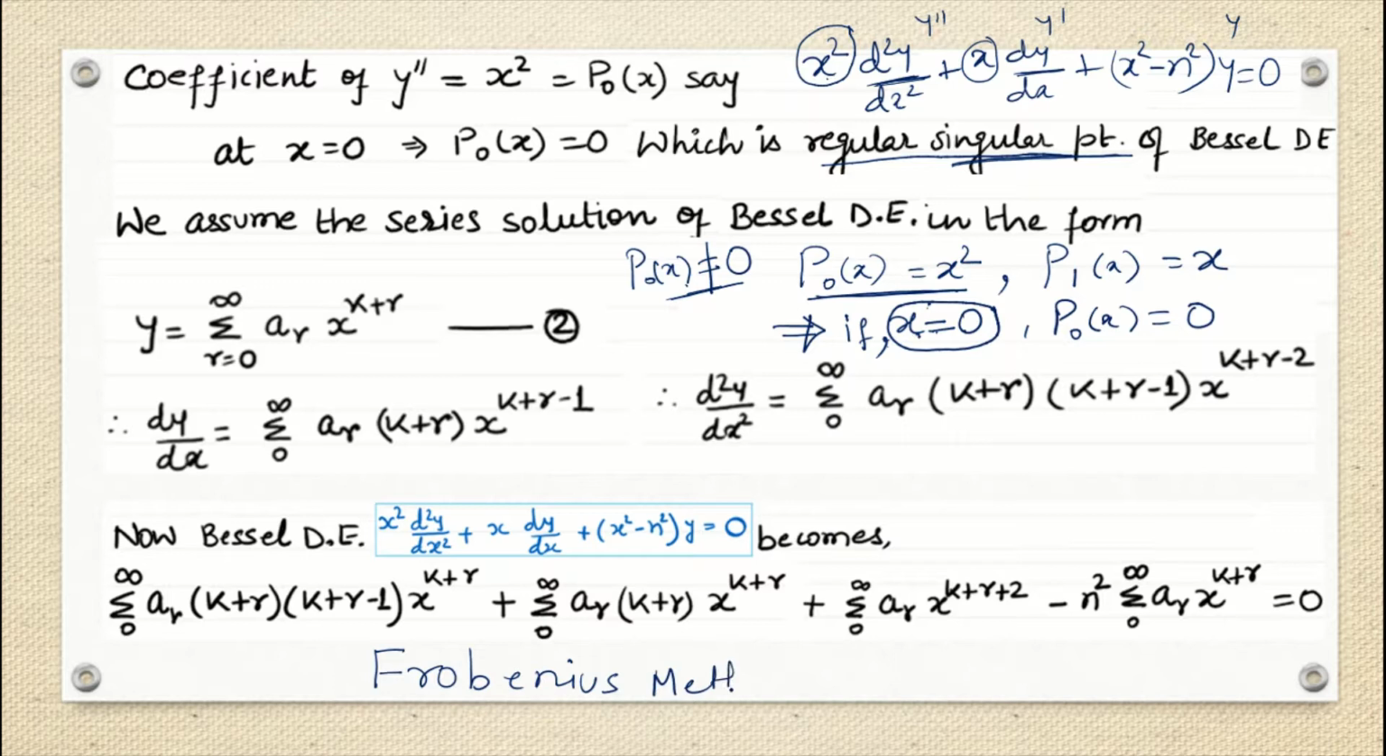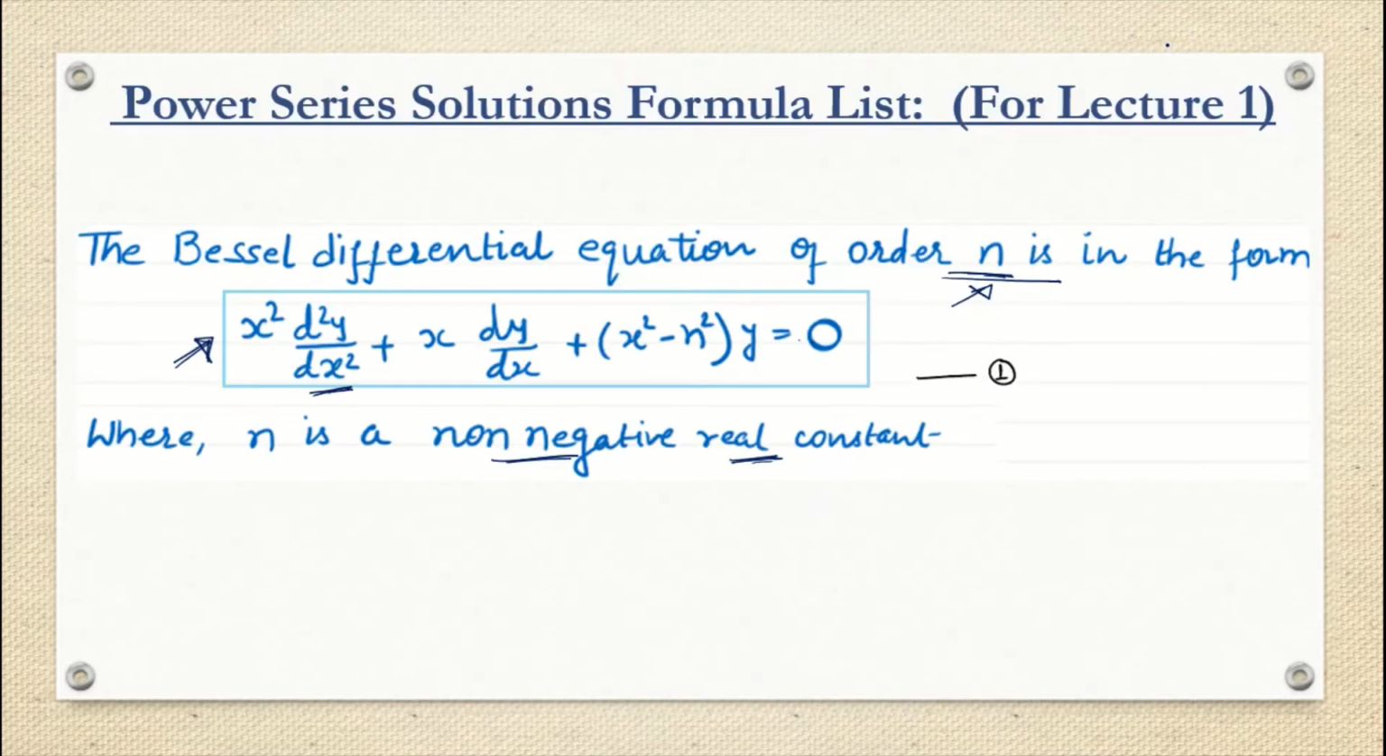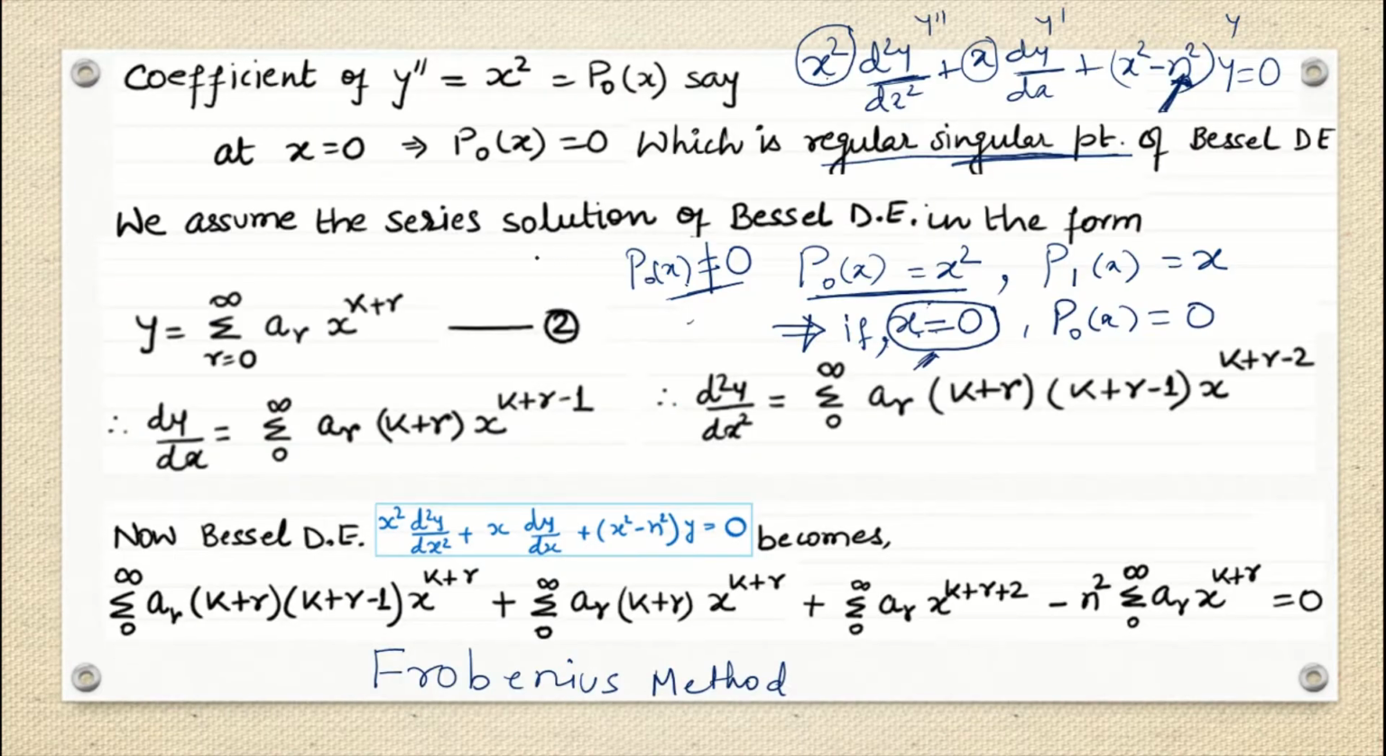And what is the Frobenius method? This is nothing but the generalized series solution method, where the value of n can be fractional also, can be negative also. Because of that we have written that this is a real constant, and in this particular case we have a non-negative n value. Okay, fine. Till here I think things are a little clear, right?